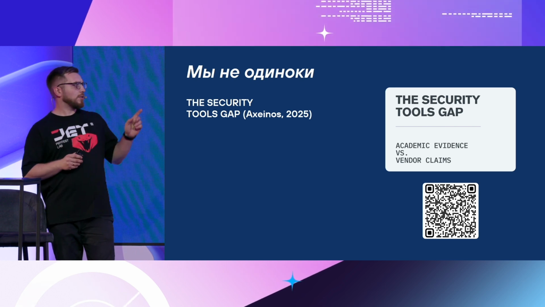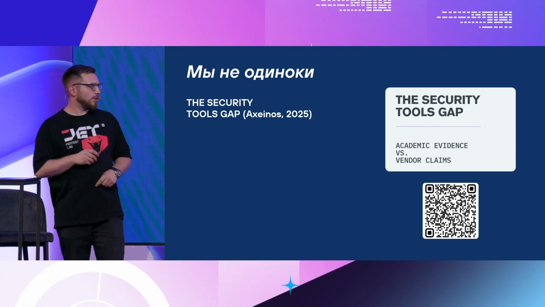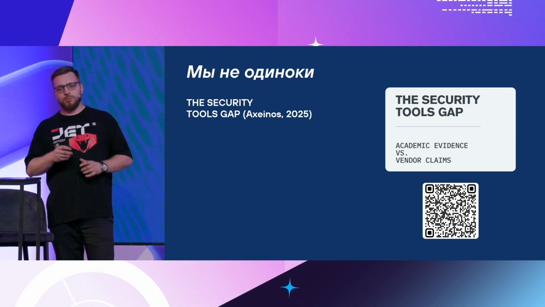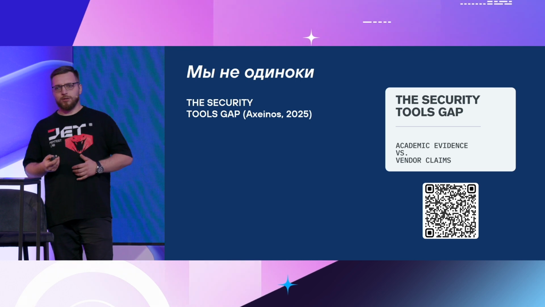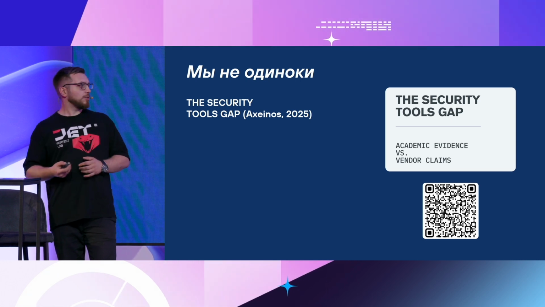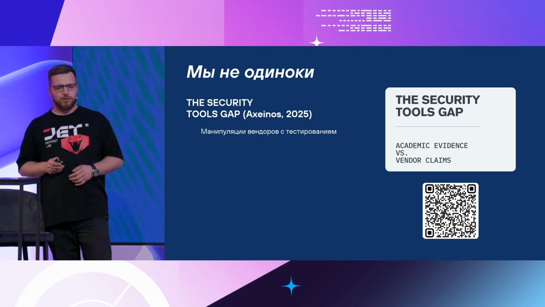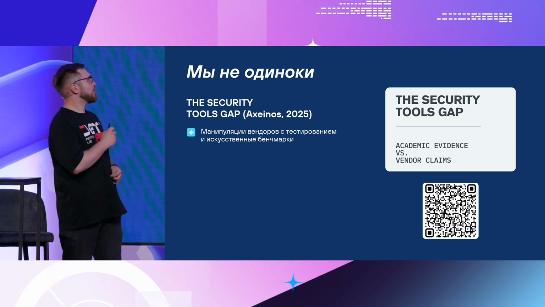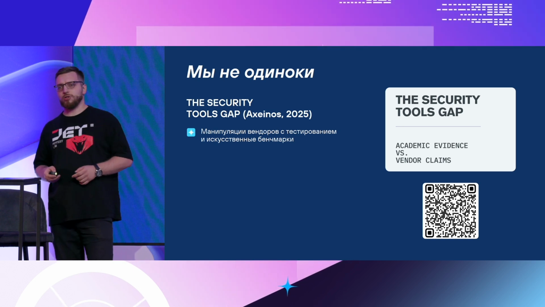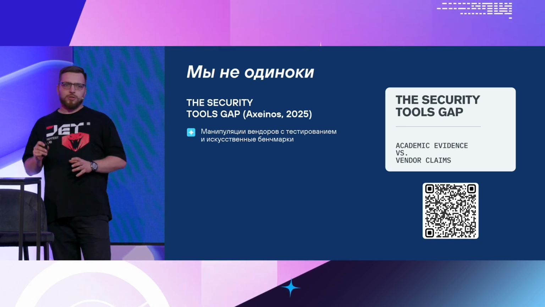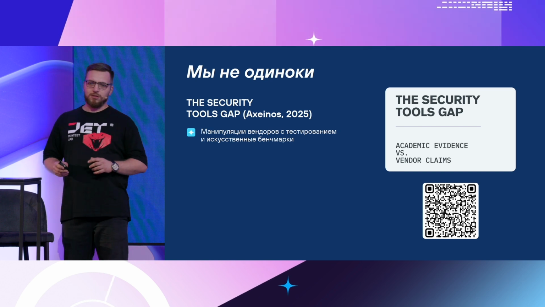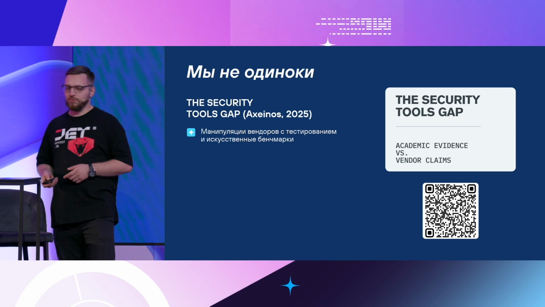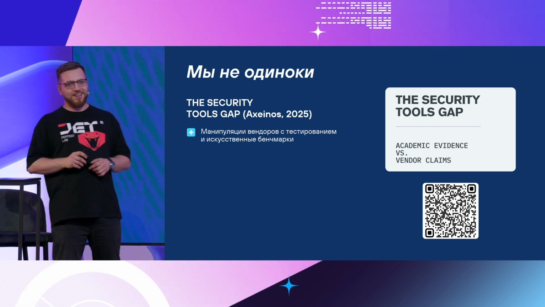We have colleagues who published a research. You can see a QR code. It occupies 10 or 11 pages. And they list facts which they considered important for secure development. First, manipulation of vendors with the tests and benchmarks. Sometimes a vendor can say, well, our tool finds 100% of vulnerabilities. You launch it and see something quite different.